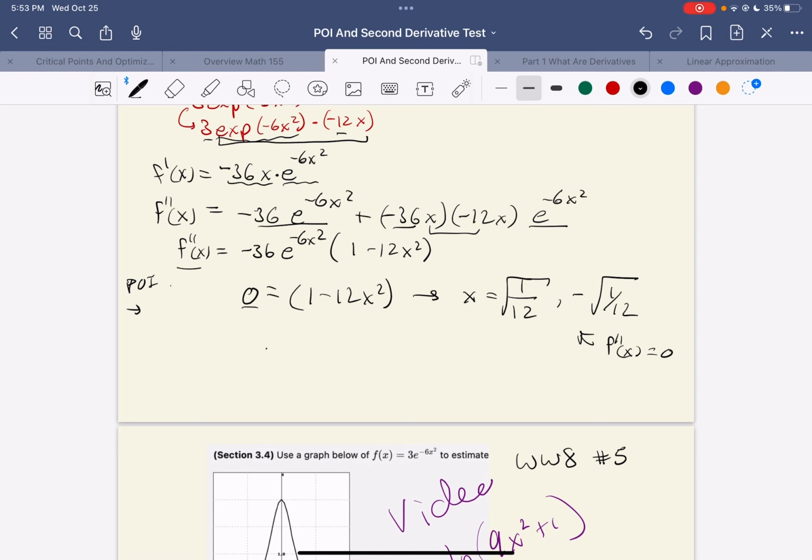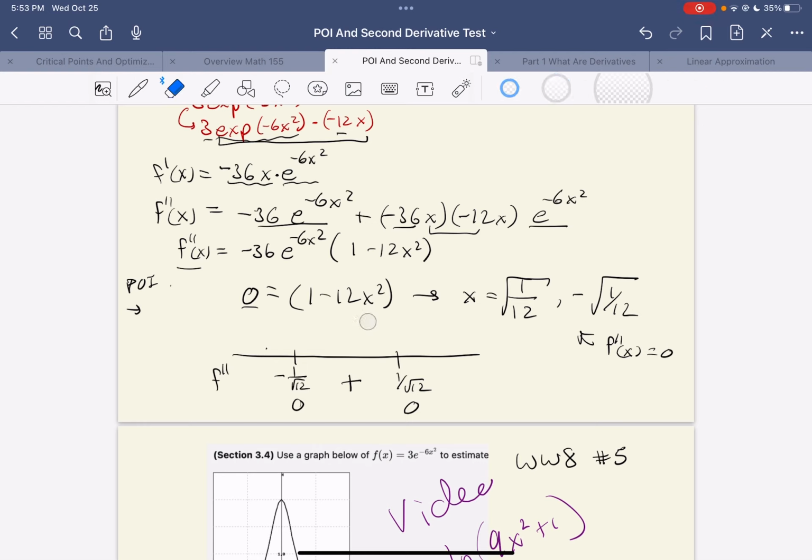Now we need to check that the second derivative changes sign. So I'm going to do similar sign testing to what I've done before. I'm going to put down the negative 1 over root 12 and then the positive 1 over root 12. And check the sign of the second derivative. It's 0 here and it's 0 here. So what about in between? Well, let's plug in 0 and we get 1. 1 is a positive number.